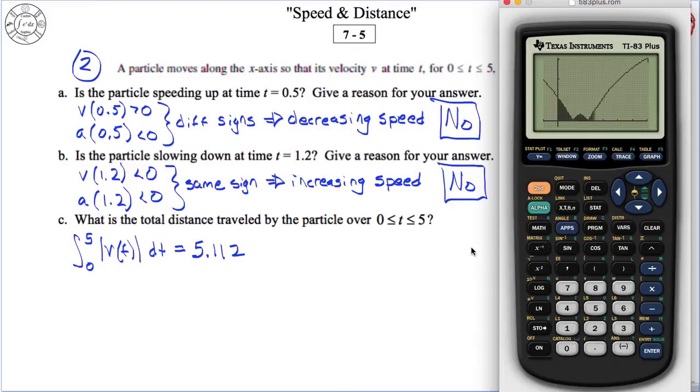Or not, so it actually maybe went a little bit faster, I'm not sure. But yeah, 5.112. Slightly different, I guess, but it did get it to 3 decimal places.